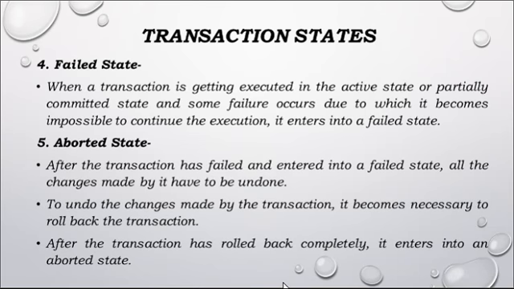After the transaction has failed and entered the failed state, all the changes made by the transaction will be undone. To undo the changes made by the transaction, it becomes necessary to roll back the transaction. Now what is rollback? Rolling back to the previous committed state or previous consistent state is known as rollback. After the transaction has rolled back completely, it enters the aborted state.